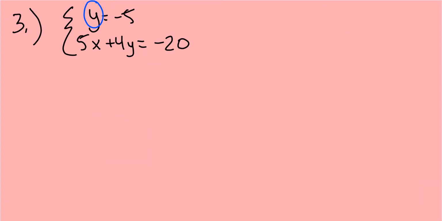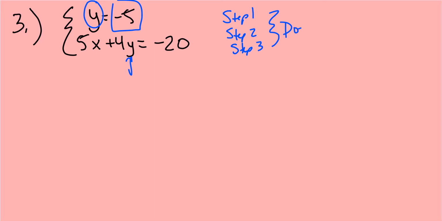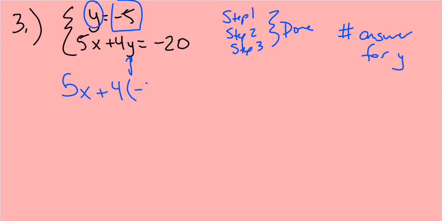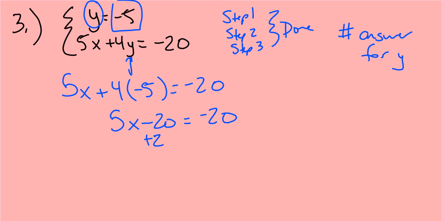All right, number 3. Look, y is already by itself, so I'm going to put negative 5 in for y. So, guys, actually, step 1, step 2, and step 3, they're all done because I already have a number answer for y. All right, so when I plug this in, I'm actually just doing the last step where I say 5x plus 4 times negative 5 equals negative 20. I get 5x minus 20 equals negative 20. I add 20 to both sides. I get 5x equals 0, so x equals 0.